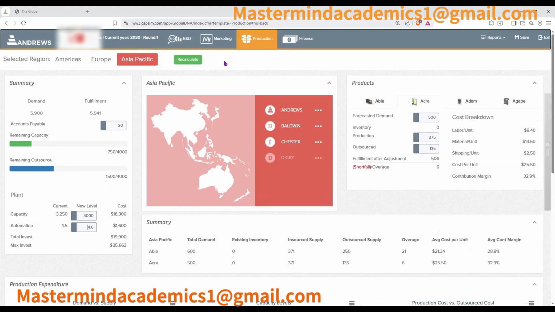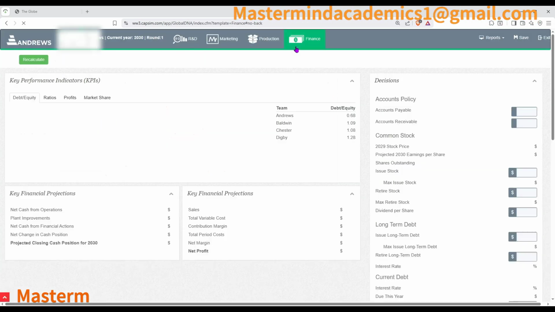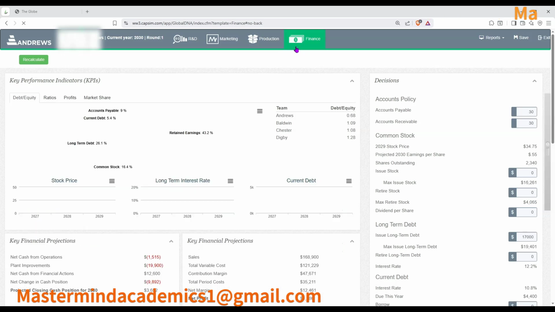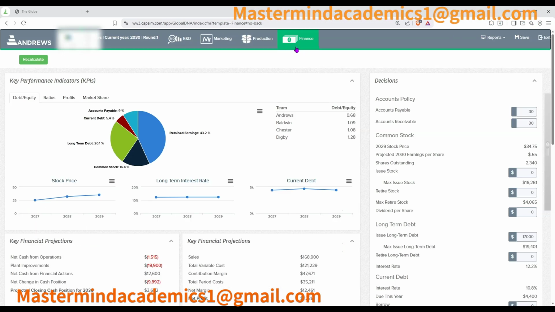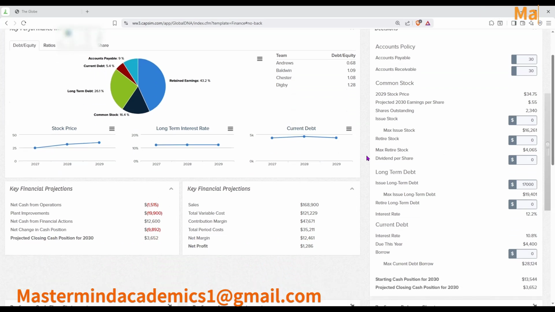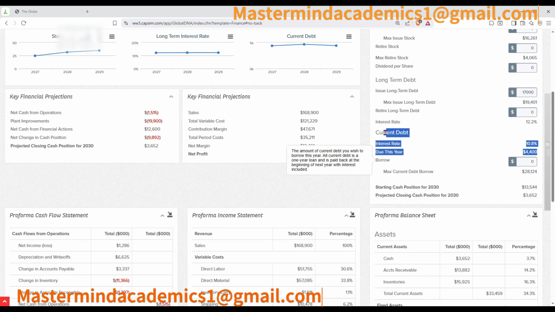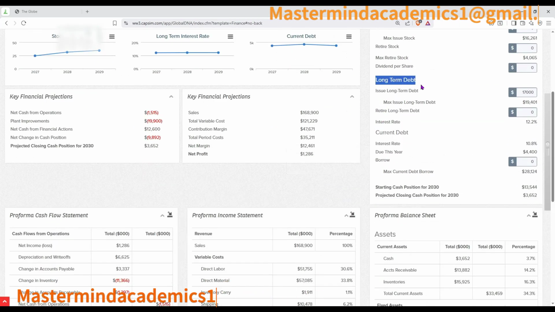Next on is actually finance. In finance, we normally talk about funding our company, and there are many ways for us to fund our company. You can issue stock, you can retire stock, you can also go ahead and take loans to finance your company, and actually that's what you normally use most of the time. So you have two loans. One of them you can borrow the current debt, or you can issue the long-term debt. So you choose your poison.